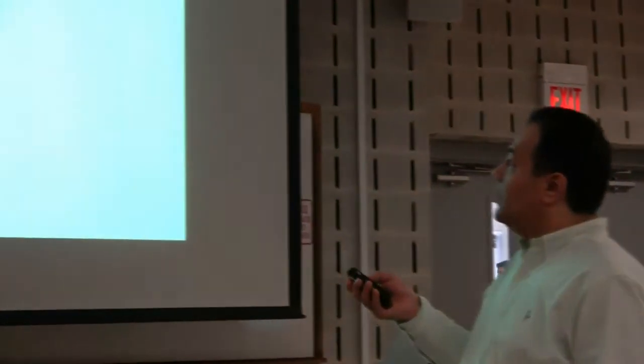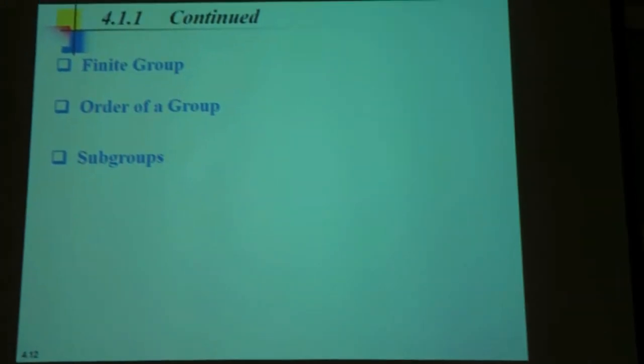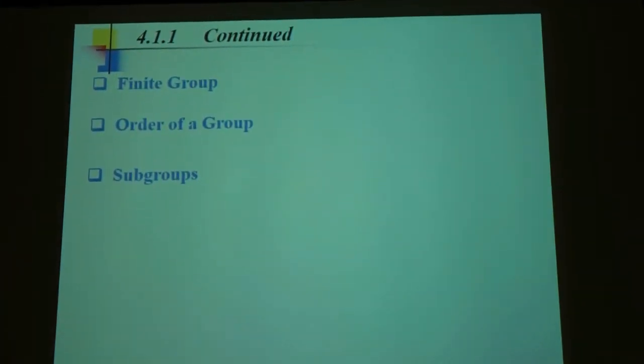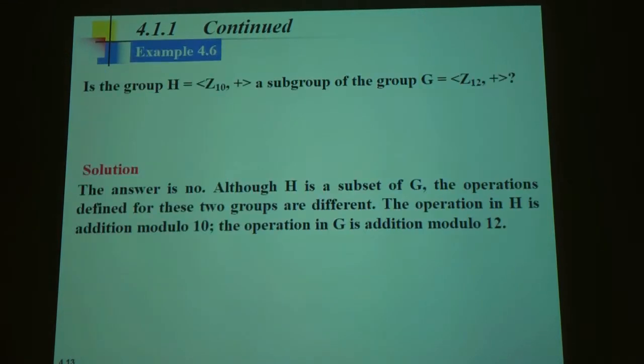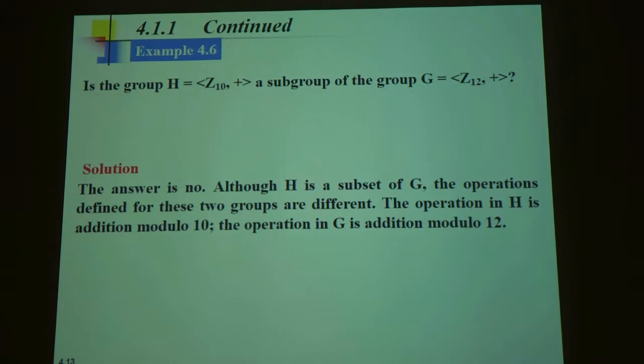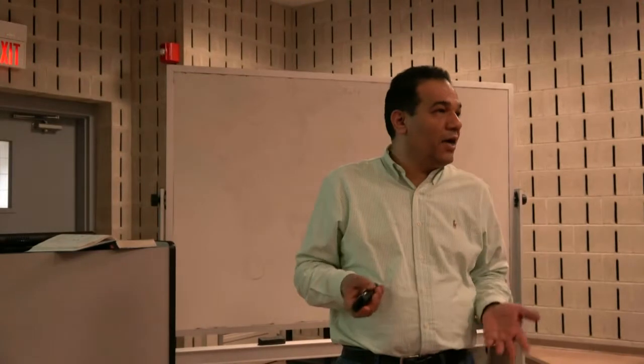So there is something called a finite group. Then we're going to talk about the order of the group, and then we'll talk about subgroups. So what is a finite group? We call the group finite if it has a finite set of elements. So if the elements are, for example, from 0 to n-1, it's finite, because the number of elements is finite. If the number of elements in the set is not finite, then it's not a finite group. As simple as that, right?